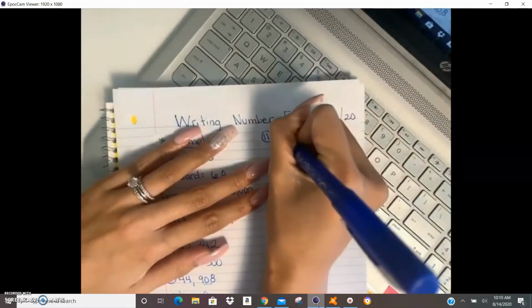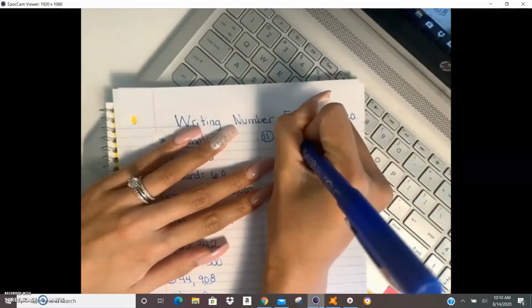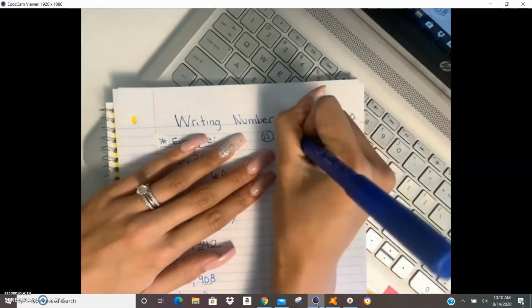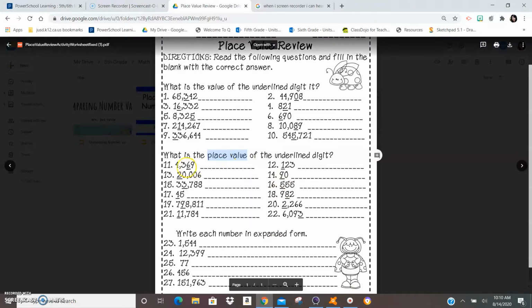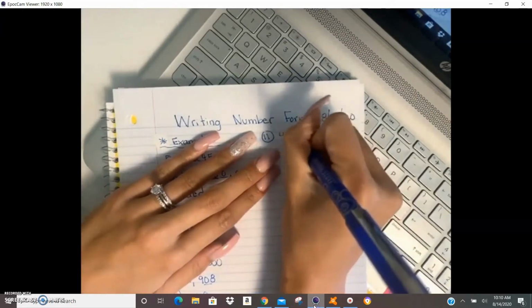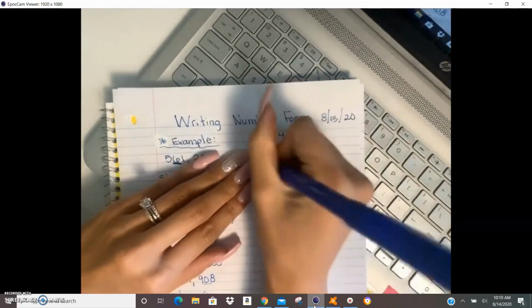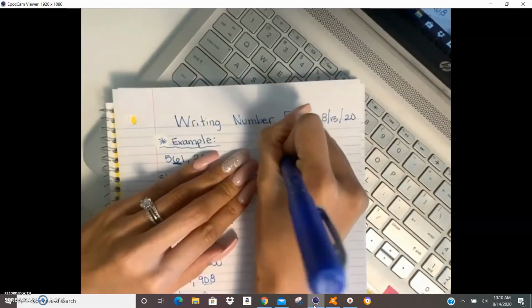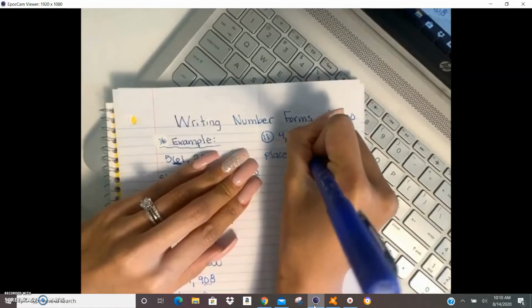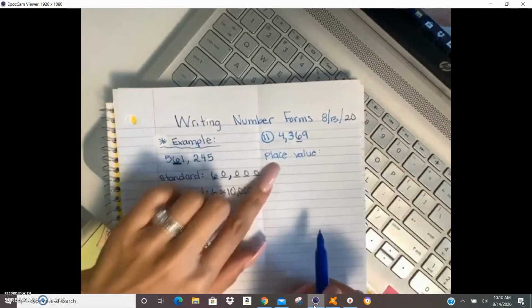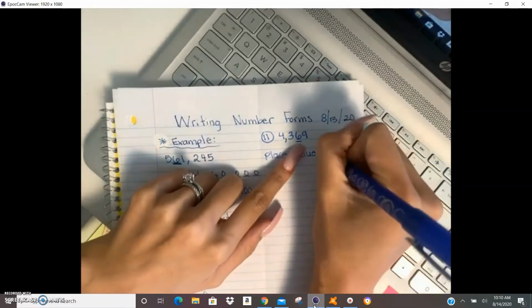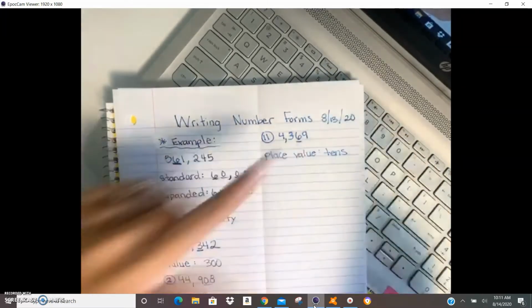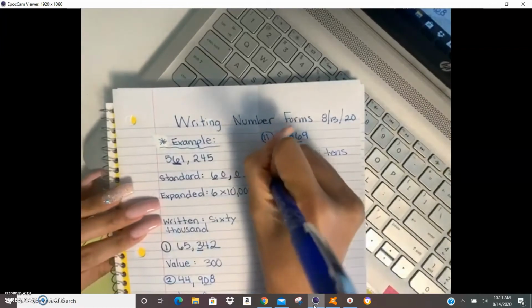So 4,369. And they're asking me what the place value is of the 6. So what's the place value of that? You need to write place value. And that's the tens place value. So I'm going to write down the tens. Let's do number 12 together.